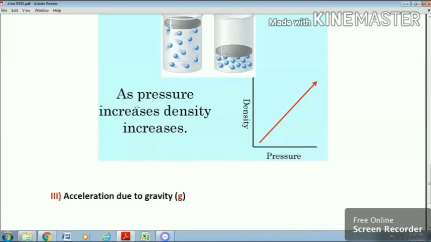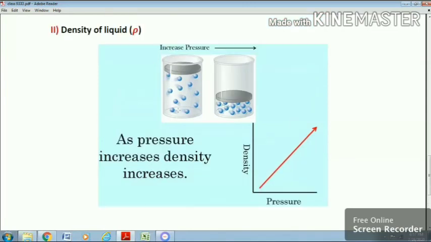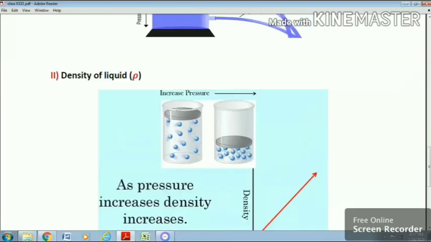However, the pressure inside the liquid does not depend on the shape and size of the vessel in which the liquid is contained, nor on the area of the surface on which it acts. So it depends only on these three factors, and on the surface of the earth, acceleration due to gravity is constant. So under that condition, it depends on only two factors, that is density and depth.